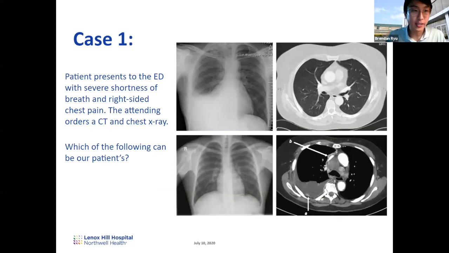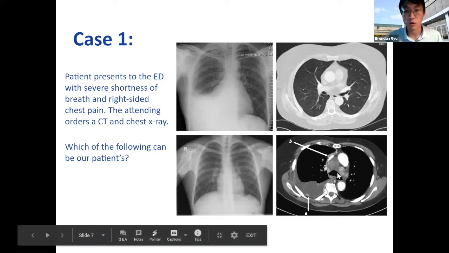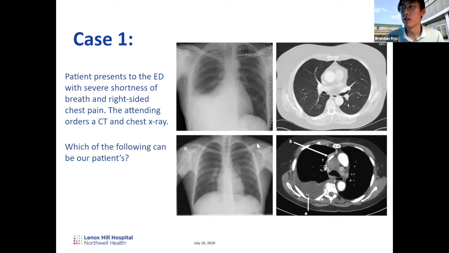So we have our first case here. Patient presents to the emergency department with severe shortness of breath. So the person is obviously not being able to breathe very well, and there's right-sided chest pain. The attending orders a CT and chest X-ray. So we see 2 X-ray images on the right, 2 CT images on the right. They're not paired accordingly. So I want you guys to think and pair which X-ray belongs to which CT. For example, the bottom left would work with the bottom right and so forth. So I want people to think about it a little bit.